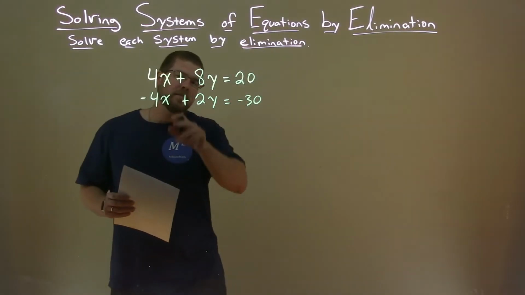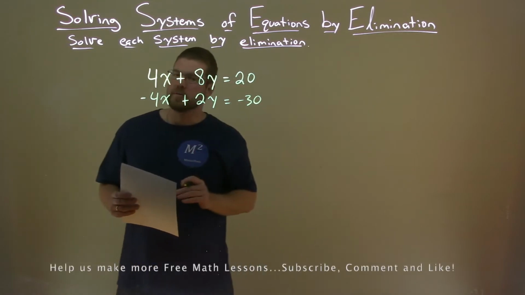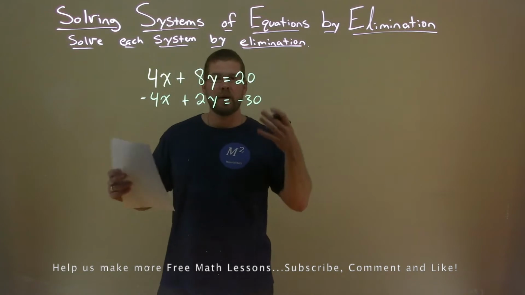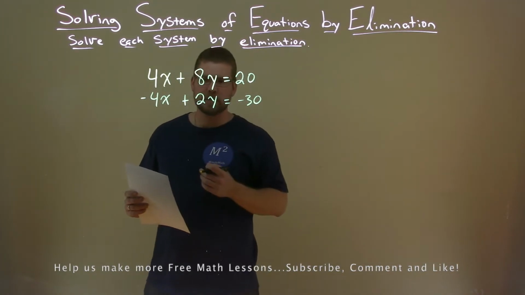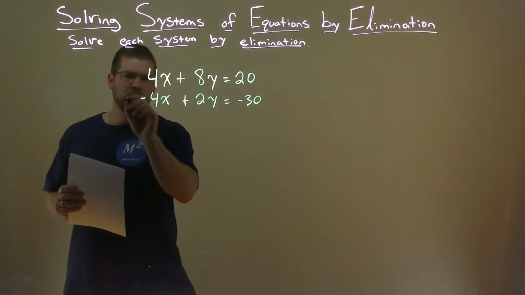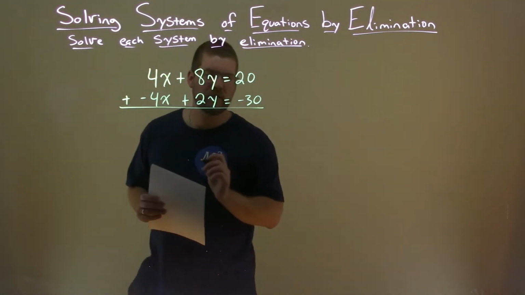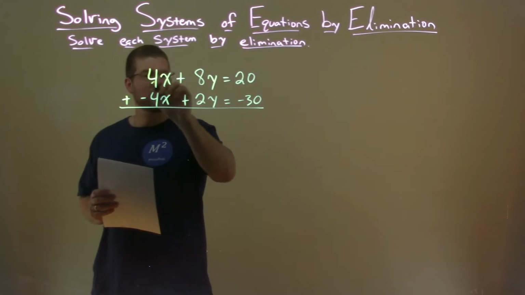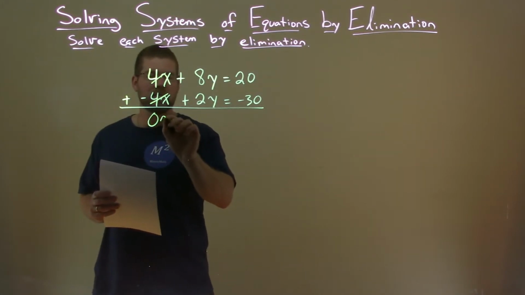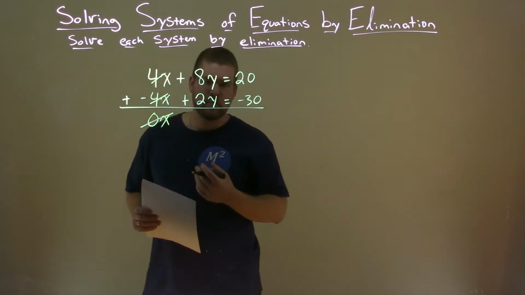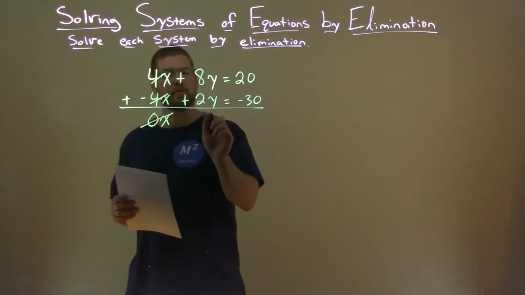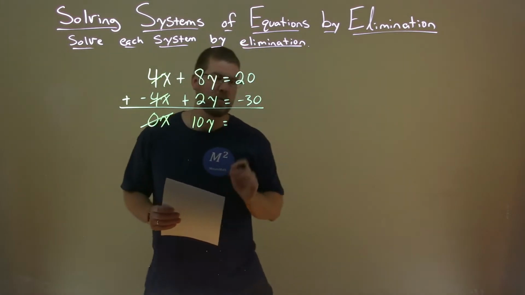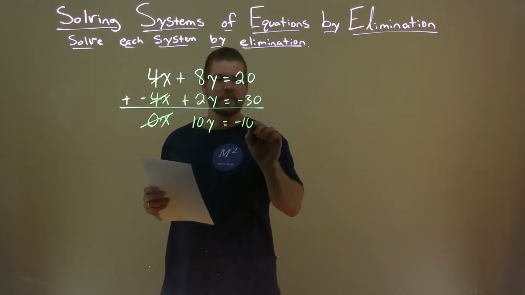Right. So we're given 4x plus 8y equals 20, and negative 4x plus 2y equals negative 30. And we want to solve this system by elimination. So first step here is I'm going to add the two equations to each other. This will eliminate the x values, 4x plus a negative 4x, 0x, which we don't really need to write. All right, 8y plus 2y is 10y, equals 20 plus a negative 30 is a negative 10.